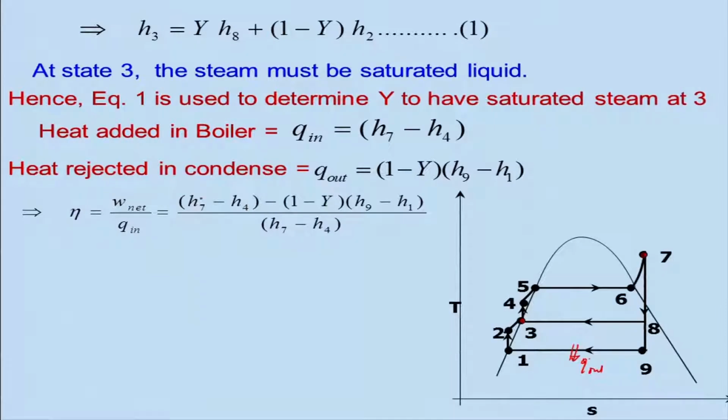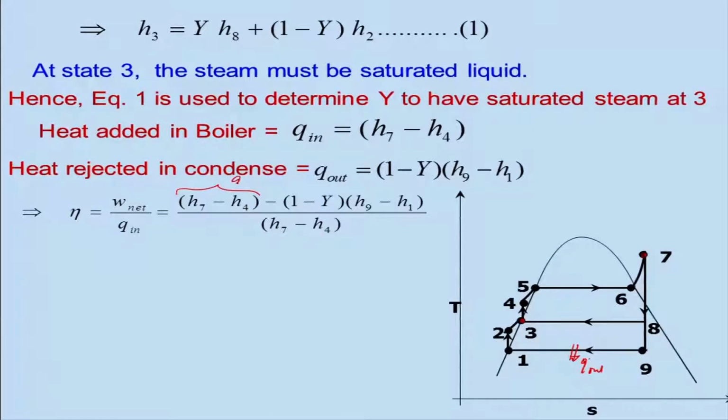If you look at the work done, it can be put in a slightly different way. That means the heat in minus heat out. This is basically Q in, and what is Q out? Q out is basically (1 minus Y) (H9 minus H1), divided by H7 minus H4, that is of course the Q in. So, you can find out thermal efficiency very easily, right.